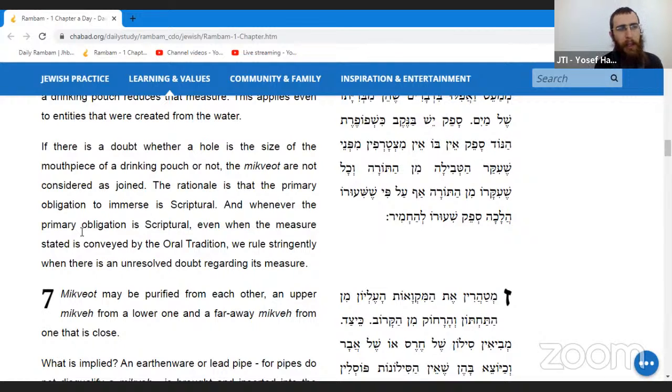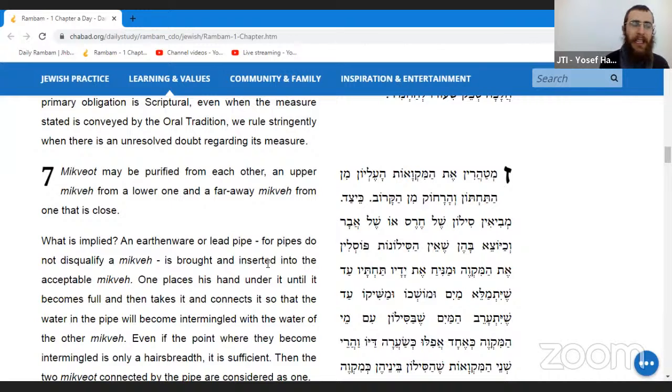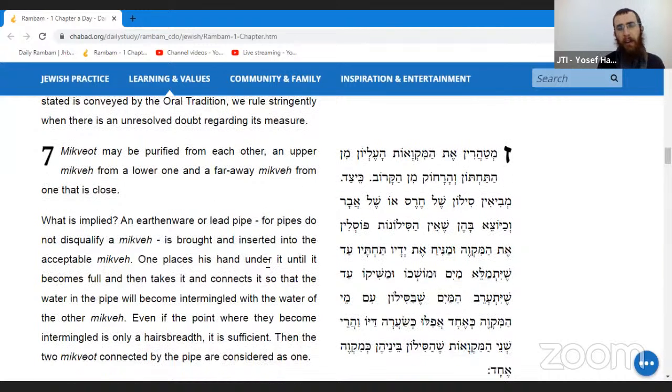And whenever the primary obligation is scriptural, even when the measure stated is conveyed by the oral tradition, we rule stringently when there is an unresolved doubt regarding its measure. So this is an interesting phenomenon: although it's the rabbis that determined the exact measurements, since they are the measurements of a biblical mitzvah, we follow the rule that when it's a biblical mitzvah, when in doubt, we need to be stringent.